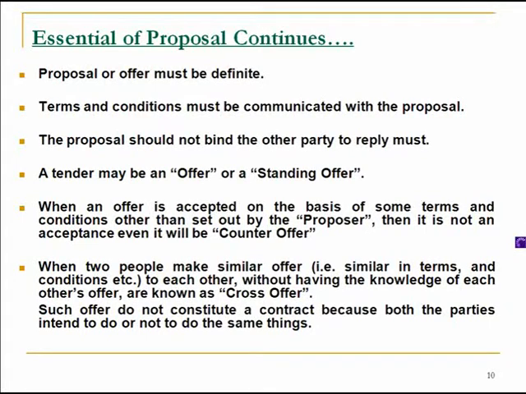When two people make a similar offer to each other, without having the knowledge that they are also getting the same, then it will be a cross offer. So counter offer was different, where a proposal was accepted on different conditions, but in case of cross offer both the parties are giving the same kind of offer on the same conditions to each other, because they didn't know that they are getting the same from each party. So this is known here as cross offer. Such offers do not make a legal relationship because they do not have the intention to get it.